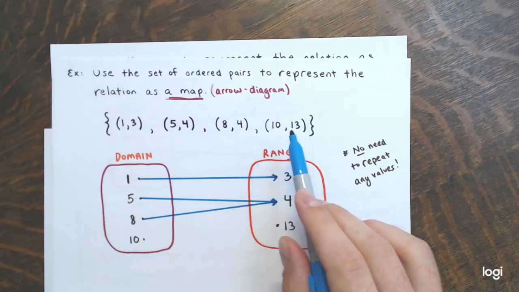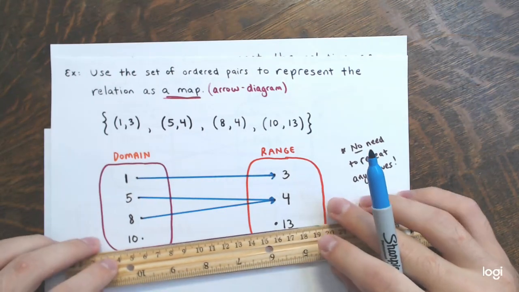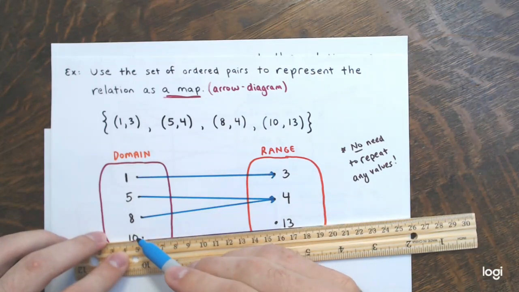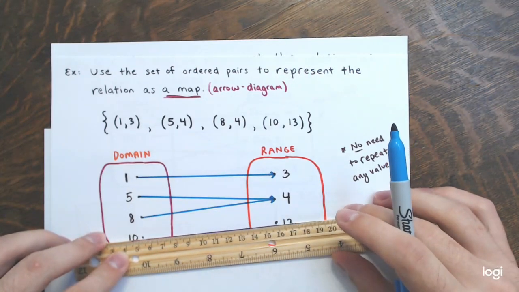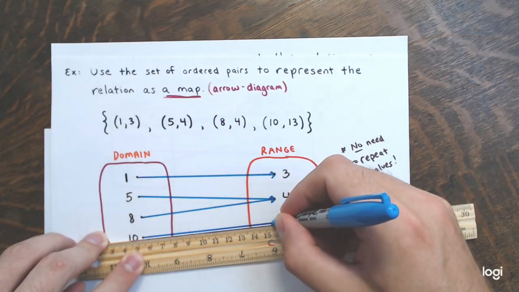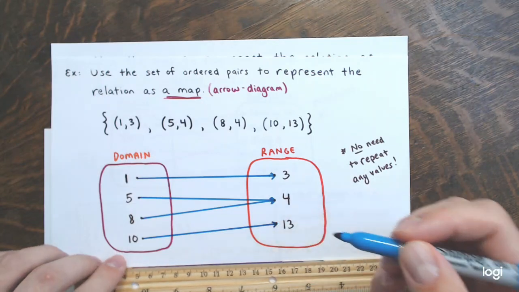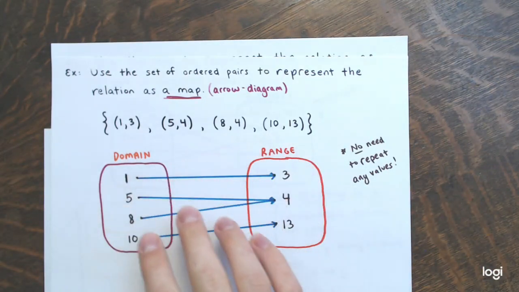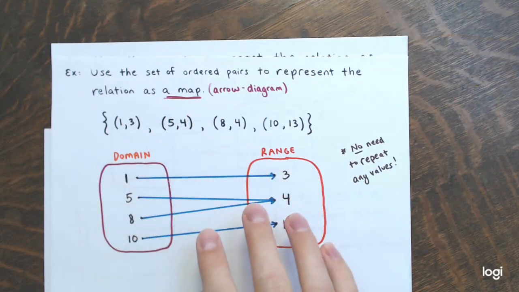And then finally, the only other ordered pair we haven't touched on is this 10, 13. 10 from the first set corresponds to 13 from the second set. So there's the dot on the left there for 10, and then for 13 in the range in the second set, and voila, right, little arrow.